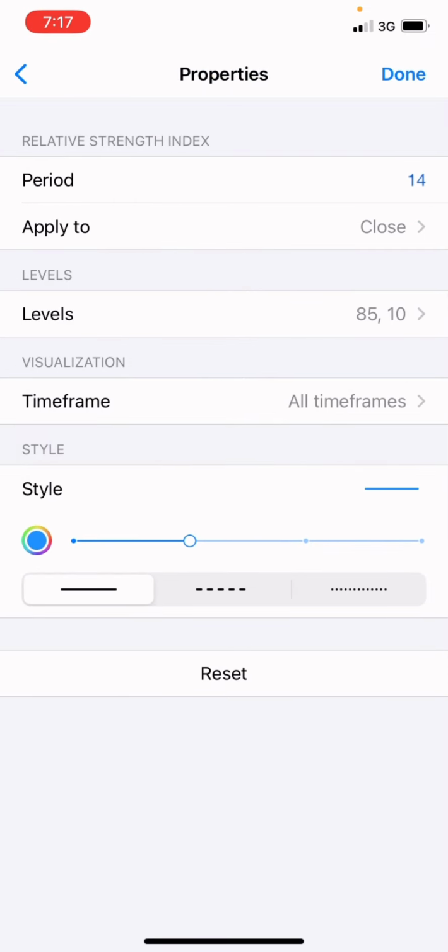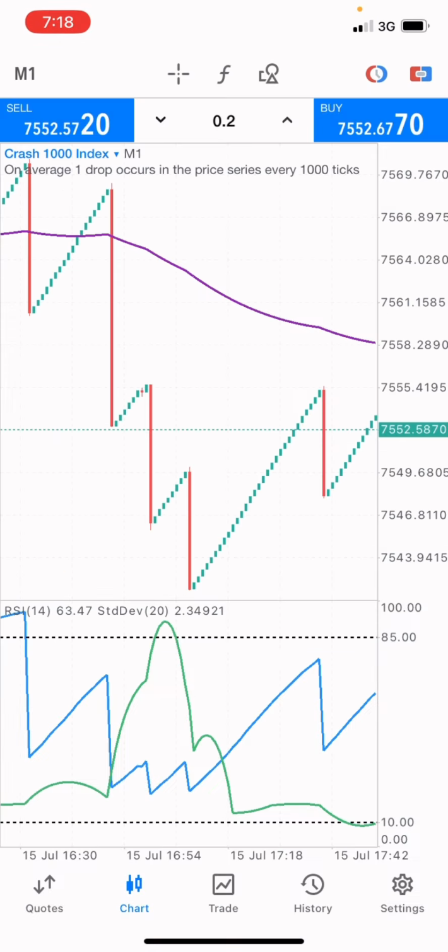After that, you choose the style right here. Again, you choose the color, which is blue I'm using right now, but you can use one of your choice. Then the pixel, you're going to put it on 2 pixel. Then use the straight line pattern, which is this first line right here at the left side. After that, you click on done.